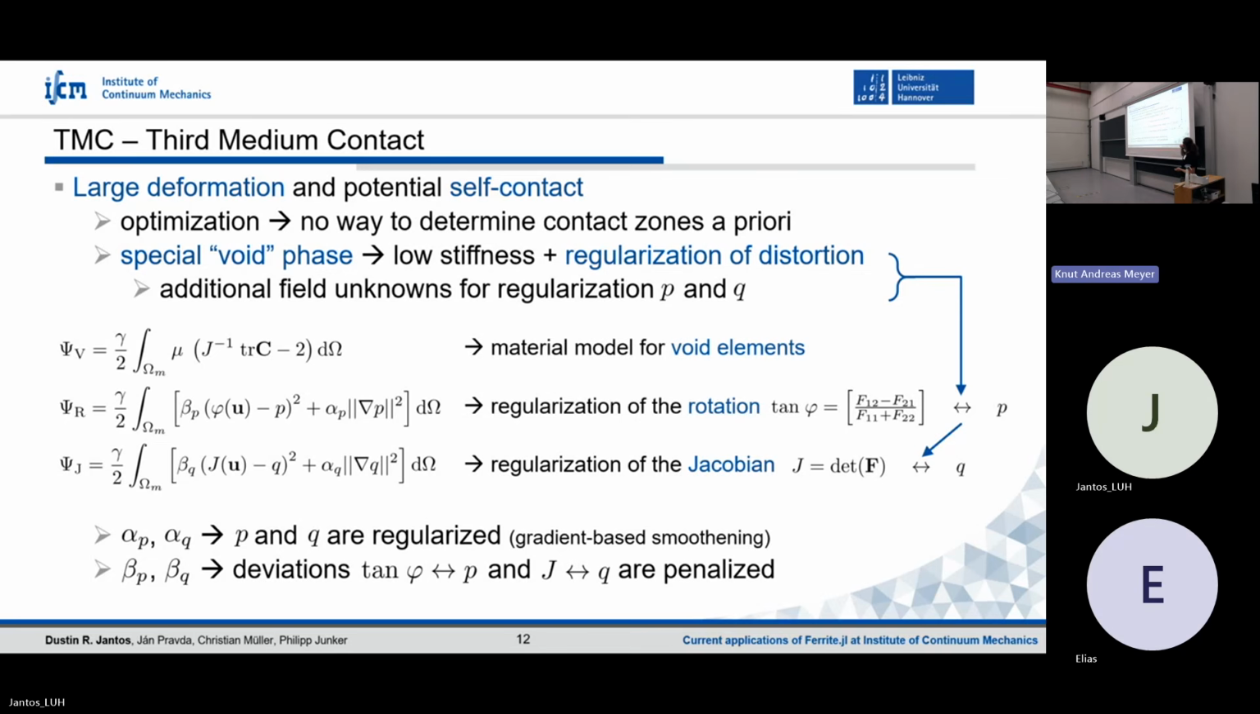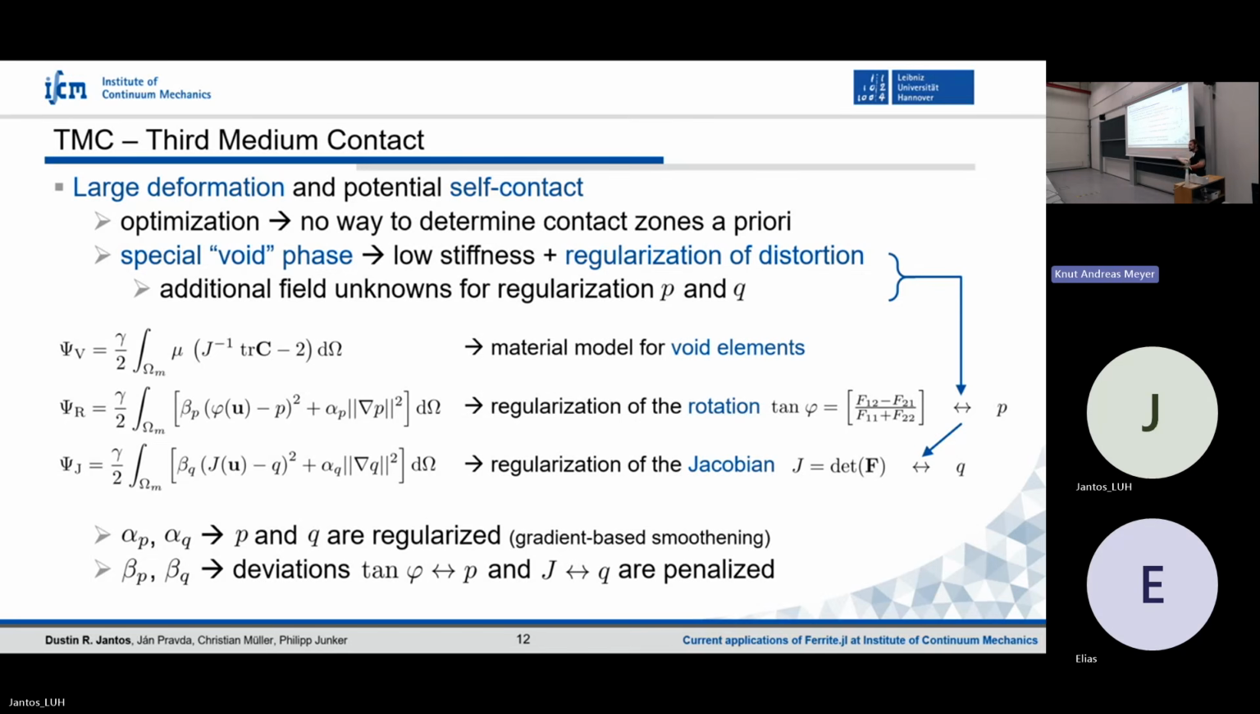So we have this kind of regularization. We have basically this incompressible but very soft material, and we need two regularizations which help to keep the void elements away from big distortions. What we actually do is regularize the rotation of the material and the Jacobian. So you have the gradient of the Jacobian, which again is the gradient of the displacement field. The rotation also depends on F, and you have the gradient of the rotation.